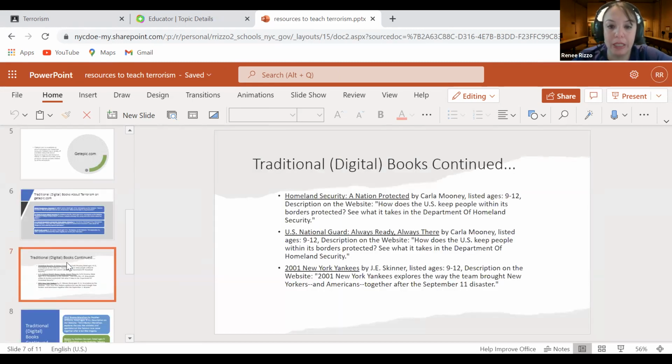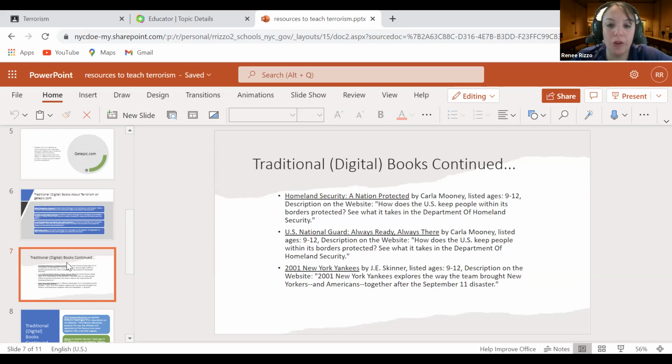Traditional digital books continued. Homeland Security: A Nation Protected by Carla Mooney, listed ages 9 through 12. Description on the website: How does the U.S. keep people within its borders protected? See what it takes in the Department of Homeland Security.